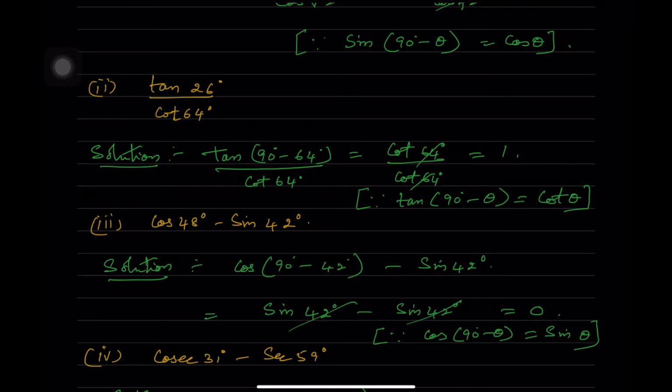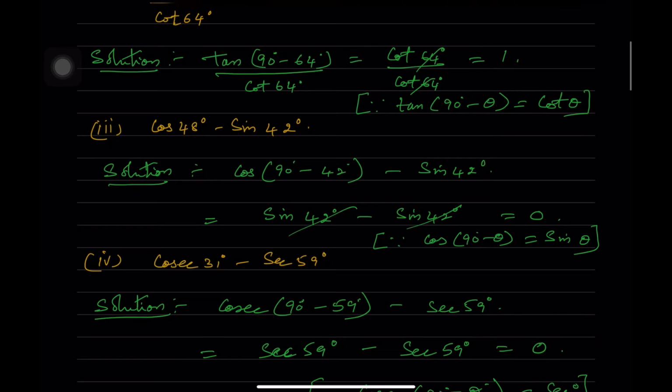Next, cos 48 minus sine 42. You can either change 42 to 90 minus 48 or 48 to 90 minus 42, so that you get both of them in the same terms. So I am changing 48 to 90 minus 42. Cos 90 minus 42 is equal to sine 42, because cos 90 minus theta is equal to sine theta. So sine 42 minus sine 42 is nothing but equal to 0.